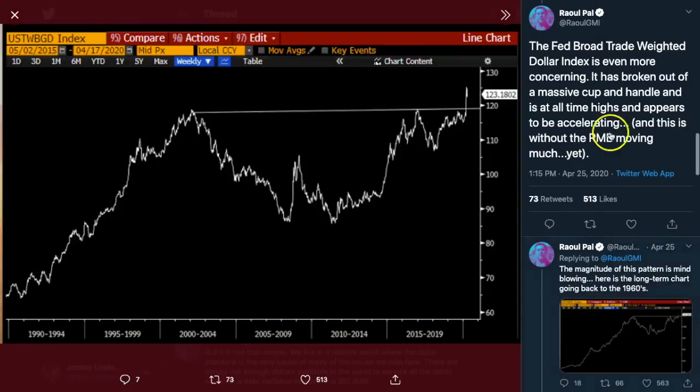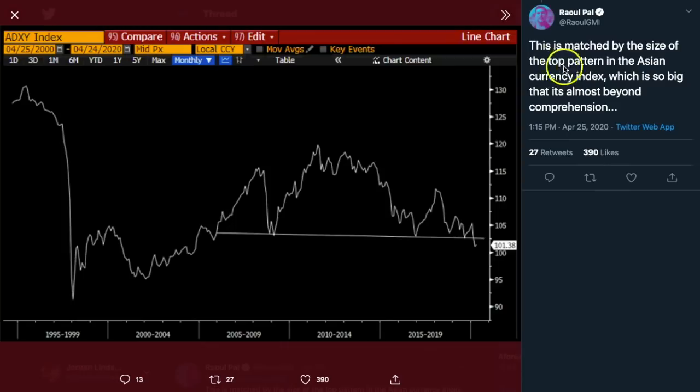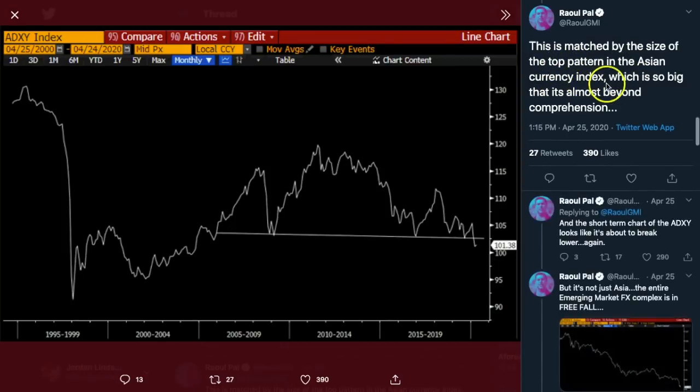The Fed trade weighted dollar index is even more concerning, is already broken out of a massive cup and handle and is at all-time highs and appears to be accelerating. And this is without the RMB moving much. Operative word, yet. The magnitude of this pattern is mind-blowing. Here is the long-term chart going back to the 1960s. This is matched by the size of the top pattern in the Asian currency index, which is so big that it's almost beyond comprehension. You see all these things lining up.